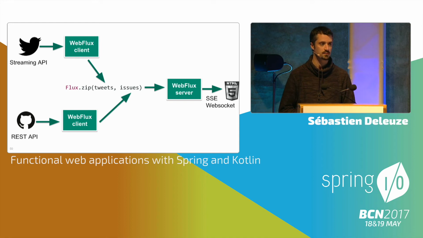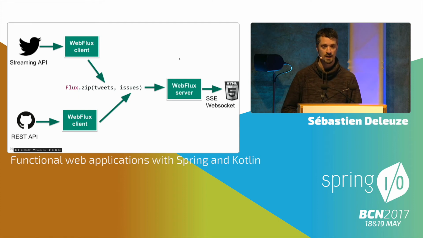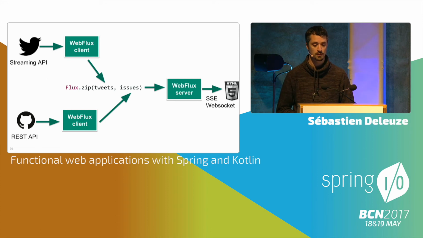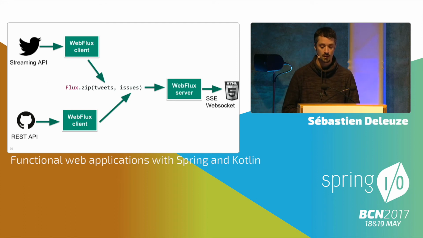This Flux and Mono API allow you to write the same kind of web application that you are building today, but implemented in a non-blocking way with a non-blocking runtime. It also allows you to create new kinds of systems where, for example, you consume a streaming API like the Twitter one with the WebFlux client, which is suitable for streaming. You merge that with other data that you get from remote web services, and you publish that as a dynamic stream through server-sent events or WebSocket. WebFlux, excuse me, is really designed for that kind of use case.